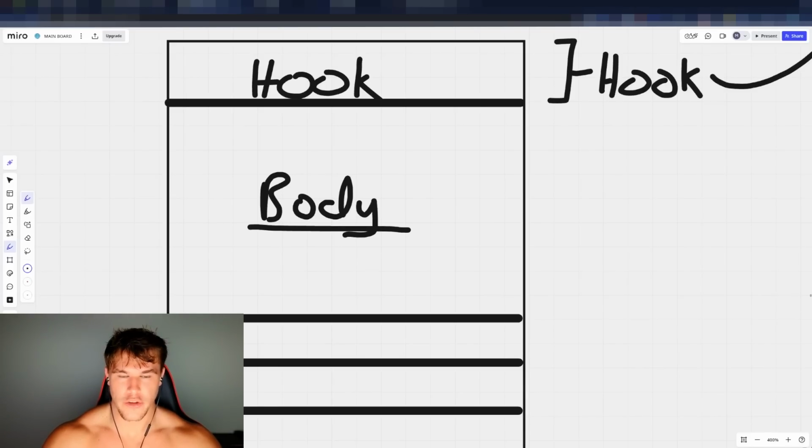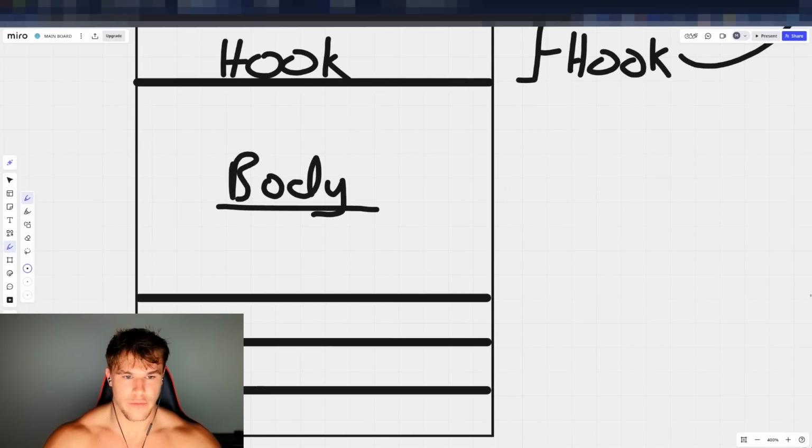And in the body, you should really be aiming to cover 2 things, right? So the first thing that you want to cover is going to be the mechanism.